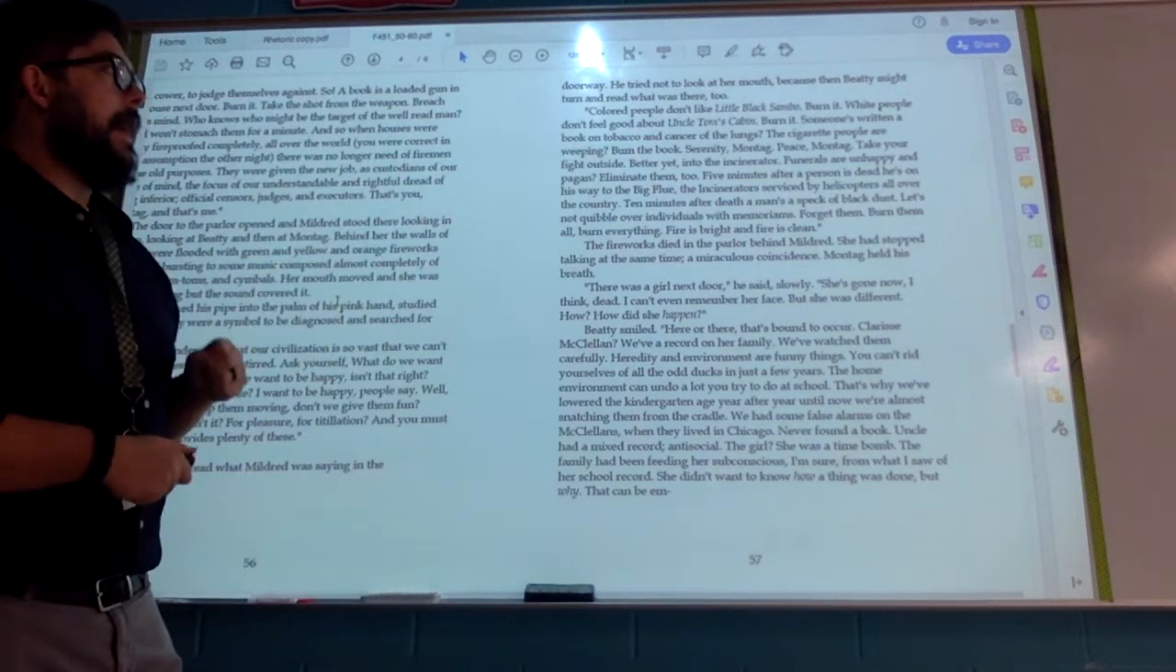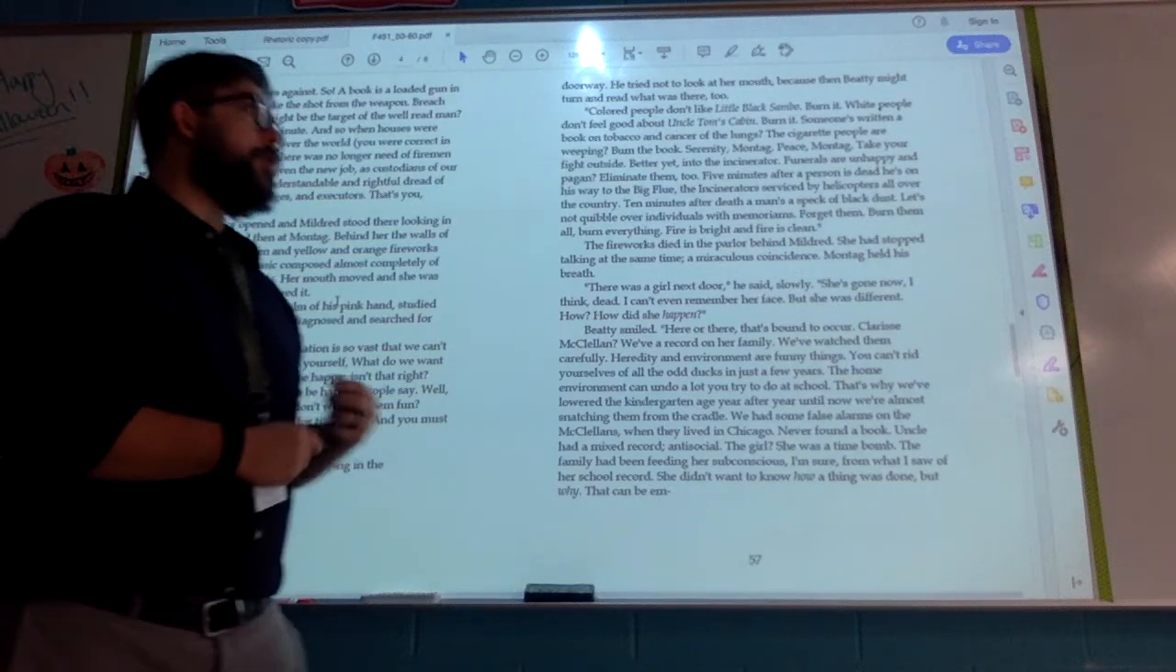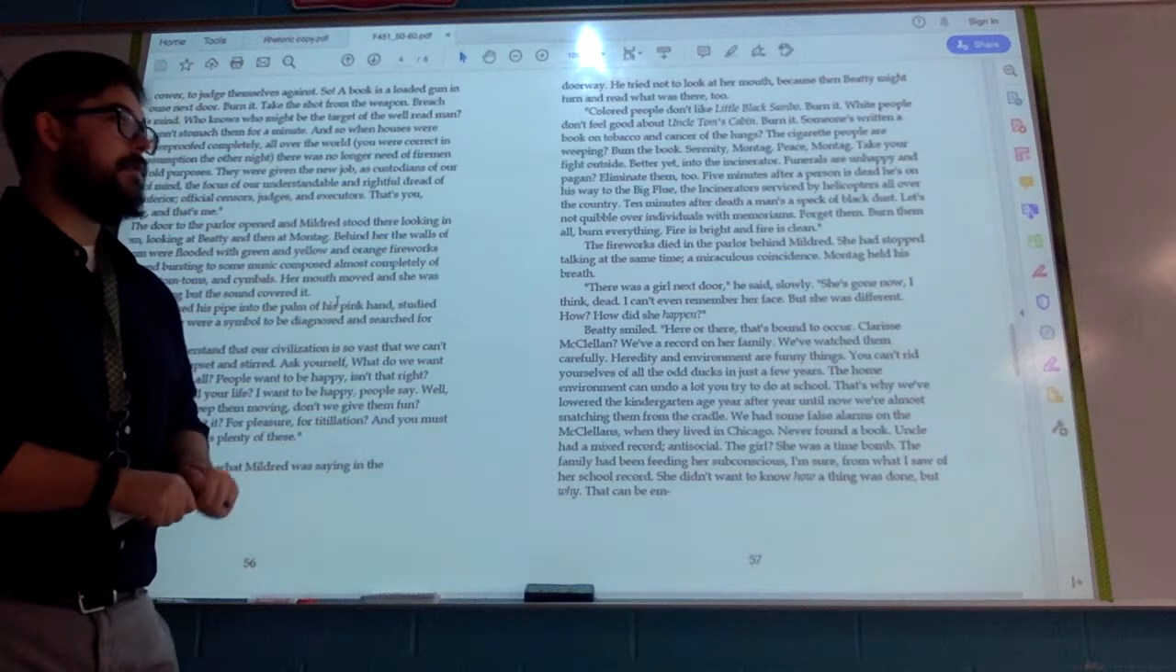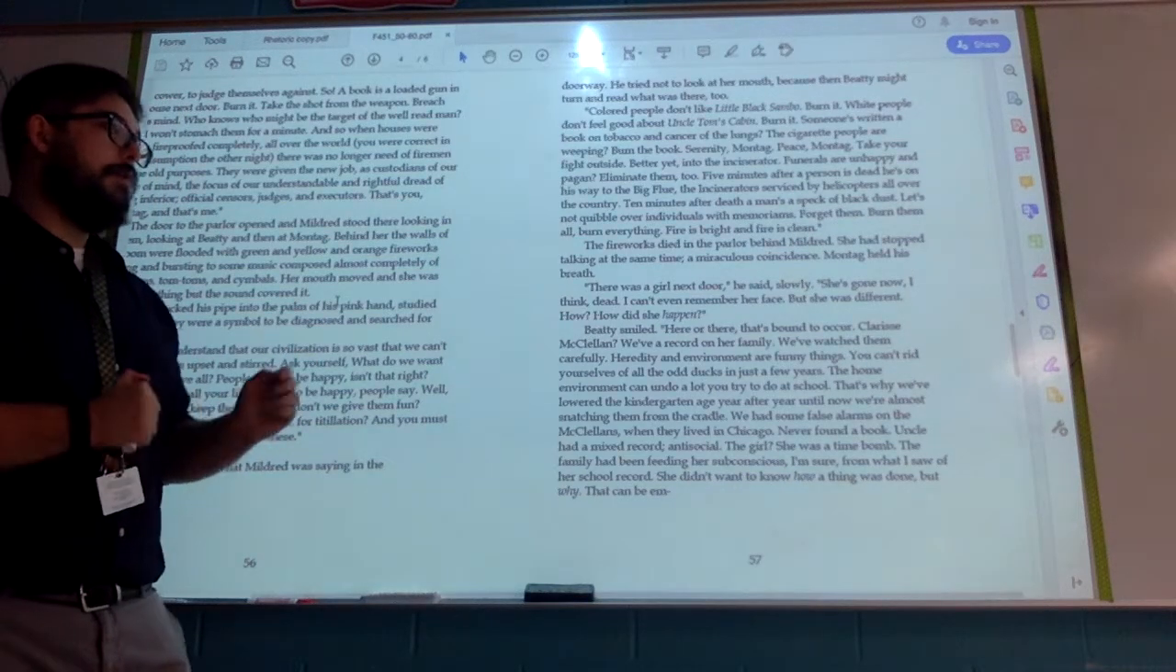Colored people don't like Little Black Sambo, burn it. White people don't feel good about Uncle Tom's Cabin, burn it. Someone's written a book on tobacco and cancer lungs. The cigarette people are weeping, burn the book.